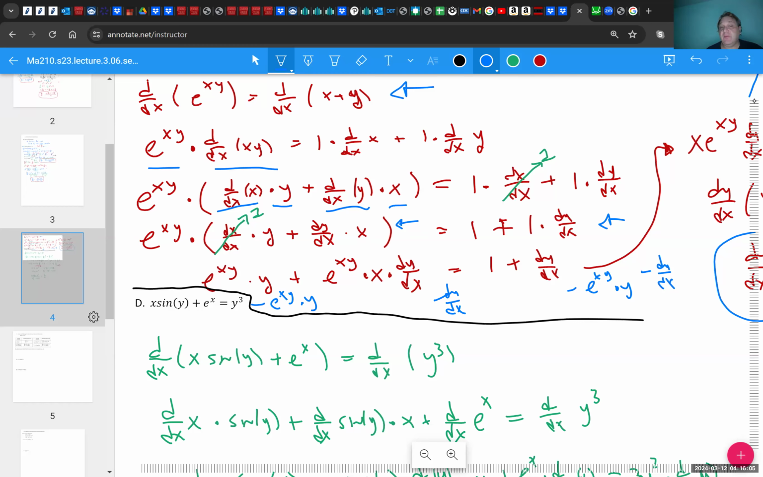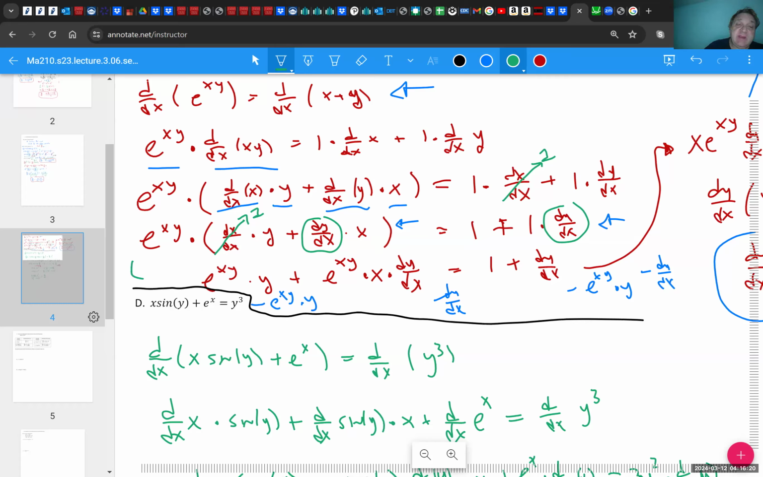I do have to solve for dy dx. There are a couple of copies of dy dx. There's one of them right here. There's one of them right here. So I have to gather them together on the same side of the equal sign to be able to solve for them. First thing I did is I just distributed.